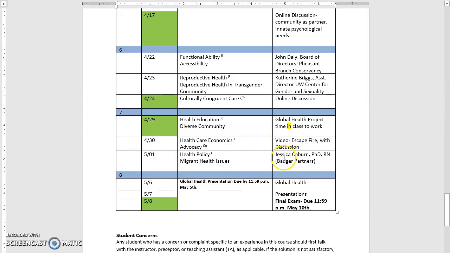The last speaker we have is Dr. Jessica Coburn. I don't know if you have had a chance to meet her or not. She's one of our faculty. But she's going to come talk to us about Badger Partners. And this is an organization that I was made aware of about a year ago and is really incredible. So it's going to be talking about health policy and then migrant health issues.